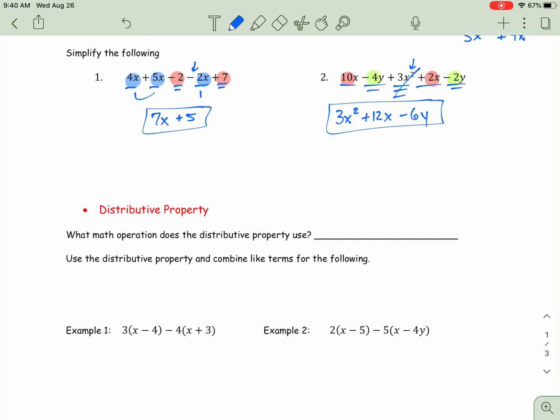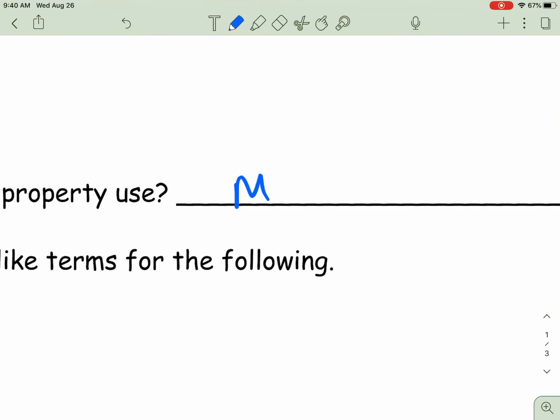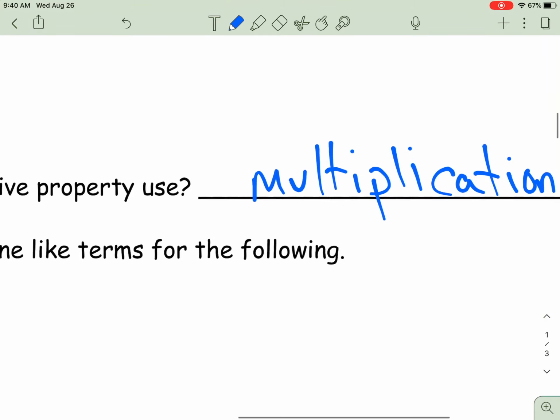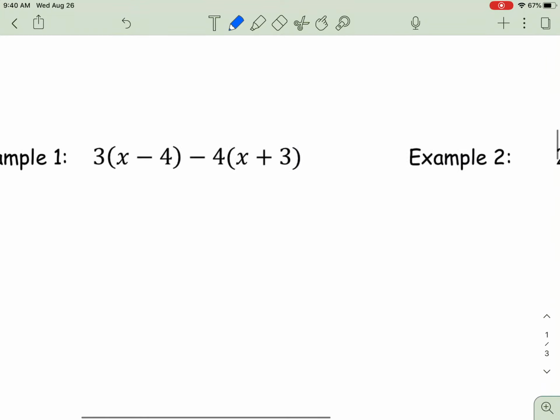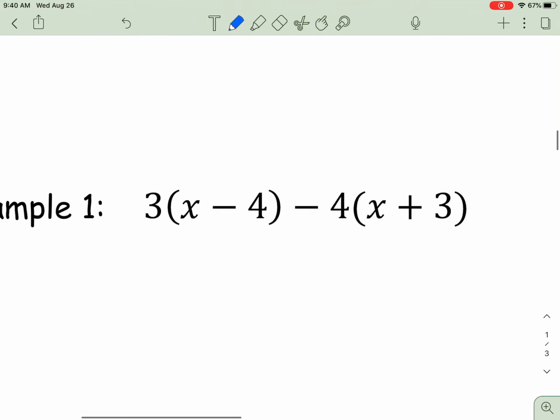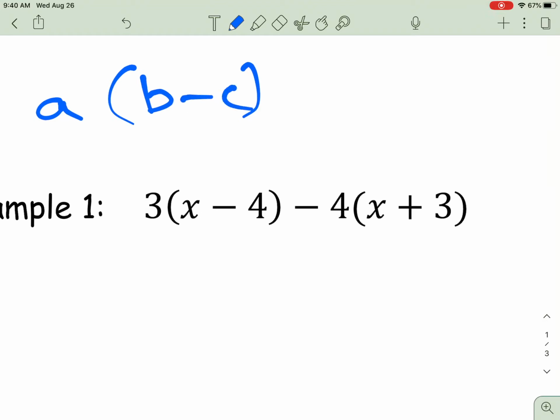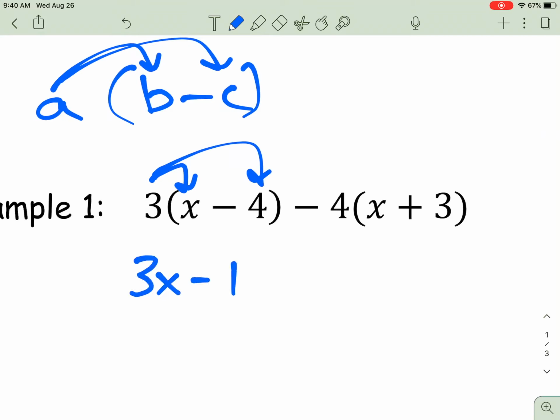All right, so now what about distributive property? What math operation does distributive property use? We should all know this. Multiplication. It should be a review. So what we're going to do is use that distributive property in multiplication to combine like terms. In example 1, distributive property is where you have a number or something outside of the parentheses, and you distribute it to both terms inside the parentheses. So 3 to x and 3 to negative 4. This becomes 3x minus 12 because negative 4 times 3 is negative 12.